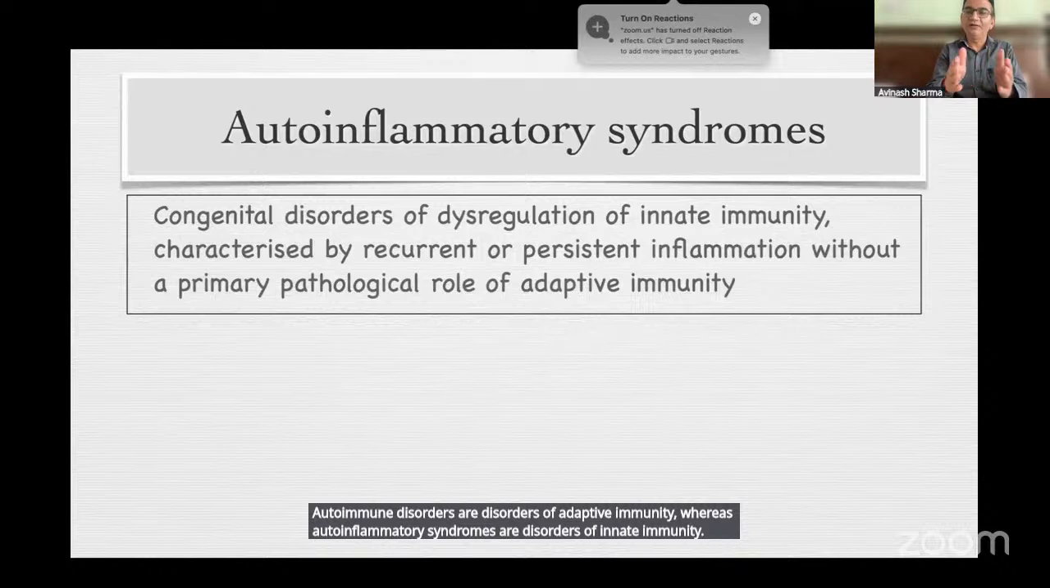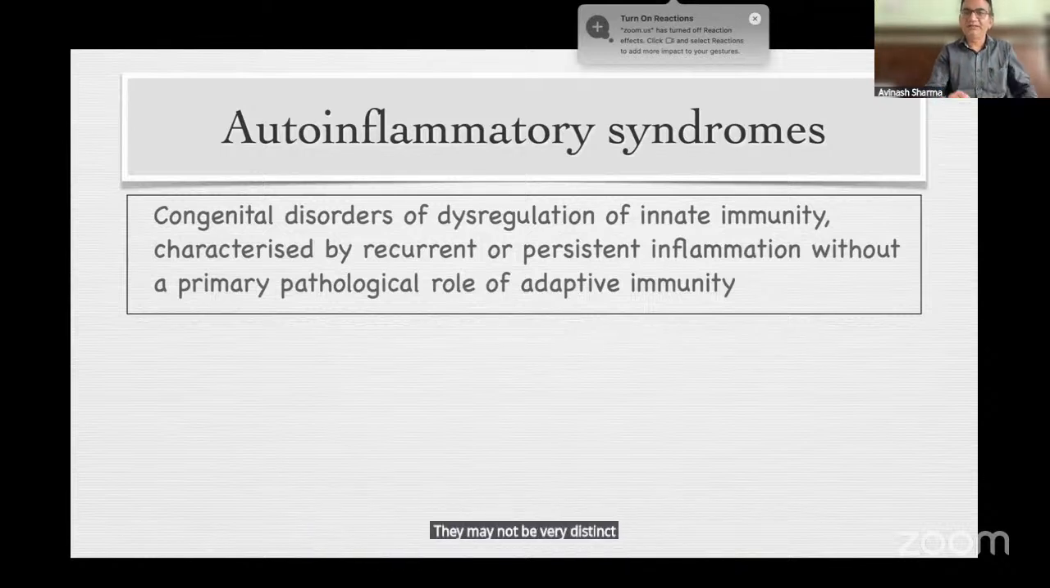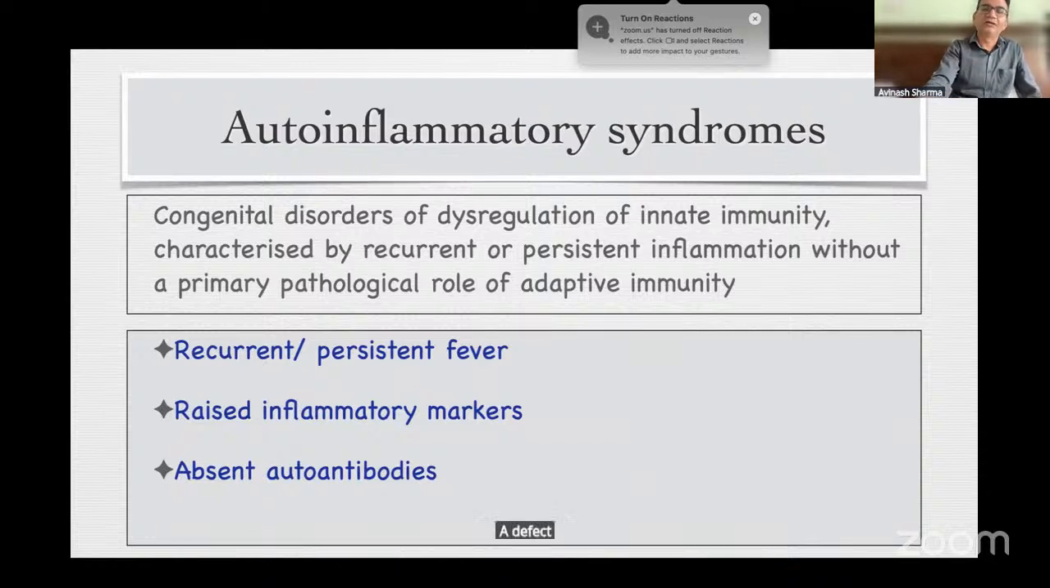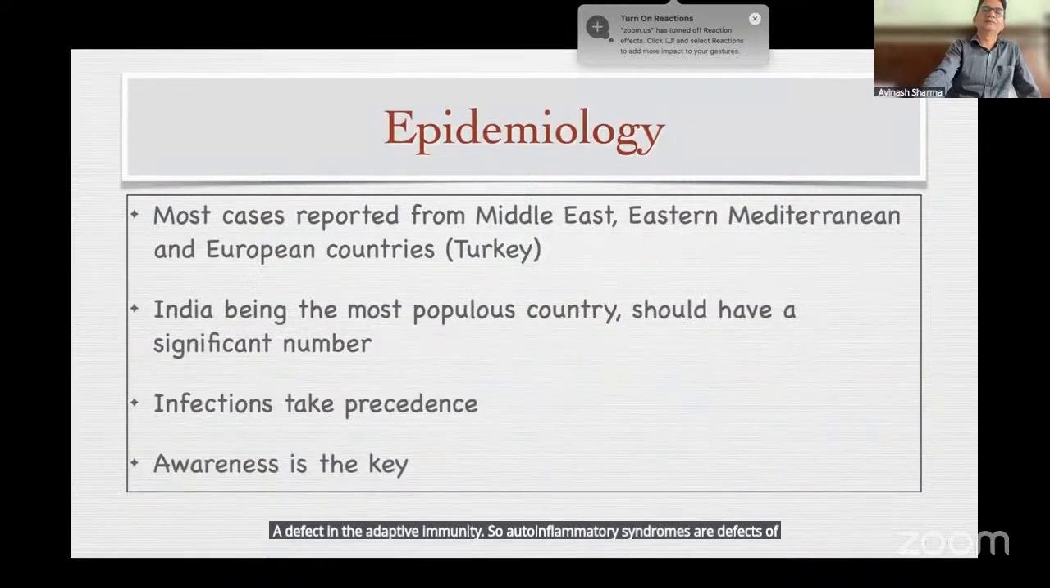They may not be very distinct, but predominantly innate immunity is affected in autoinflammatory syndromes. And that is why they usually present with recurrent or persistent fever because of inflammation, raised inflammatory markers, and often they do not have autoantibodies. Presence of autoantibodies suggests a defect in the adaptive immunity. So autoinflammatory syndromes are defects of innate immunity.